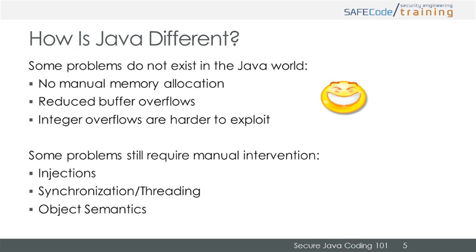Finally, being an object-oriented language, Java has some subtle semantic quirks that can cause unexpected results. We will see some of these later.